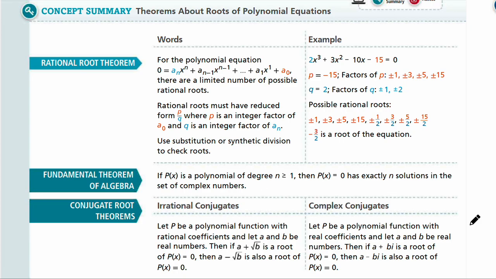All right, so that was our lesson 3-6, theorems about roots of polynomial equations.